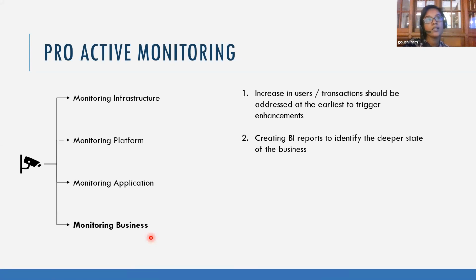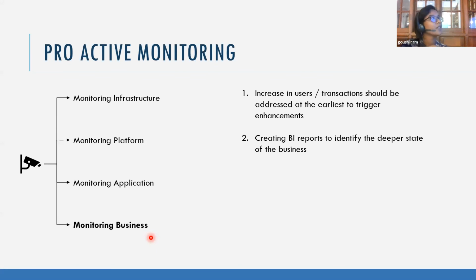So this again needs to be addressed because increase in the number of users can affect the application, the platform, and the infrastructure. So knowing this information early is very important for us. So if we know this information early, we can implement fixes or enhancements in the application, the platform, and the infrastructure before it becomes an issue for the customer.